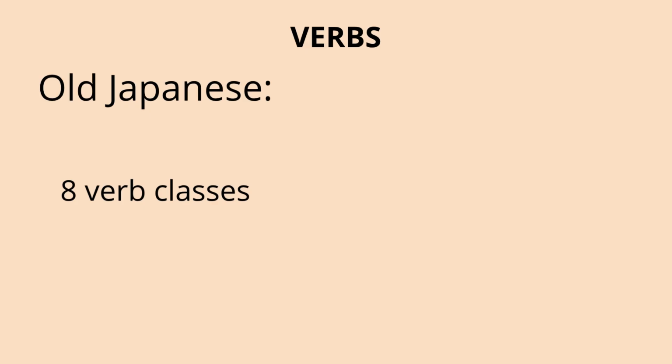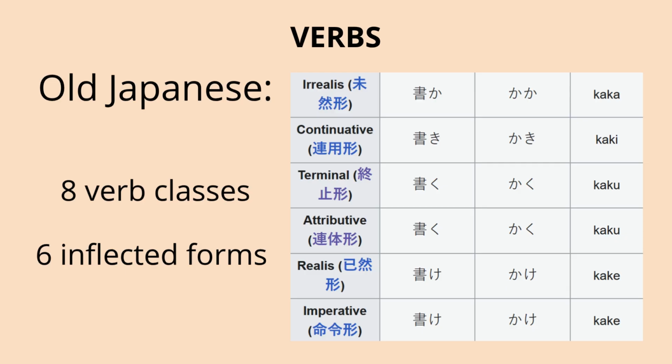Each class had slightly different rules for how verbs change their endings. It also had a system with 6 basic inflected forms. These forms were used to connect verbs to different auxiliary verbs or to end a sentence in a particular way. So to summarize, there were 8 verb classes, each divided into 6 inflected forms.